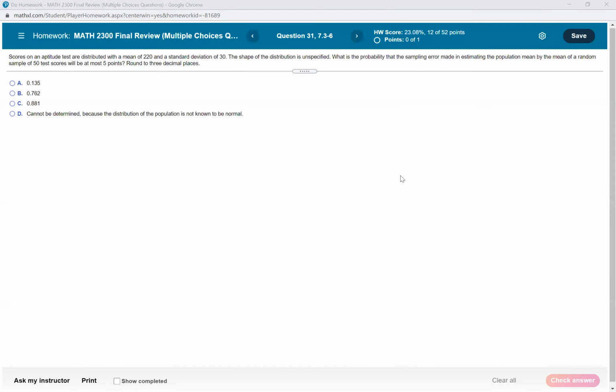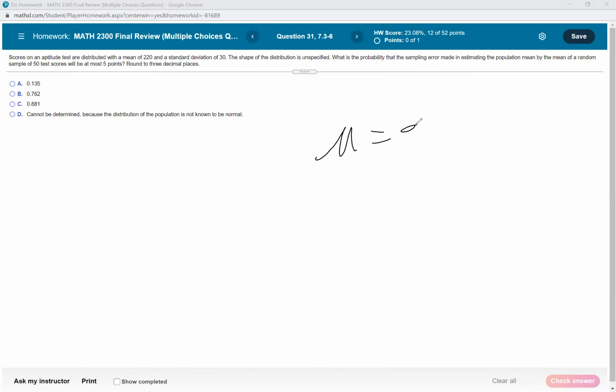Okay, in this question, the scores on an aptitude test are distributed with mean mu of 220 and standard deviation of 30. The shape of the distribution is unspecified, so we do not know whether it is normal or any other distribution. What is the probability of the sampling error made in this estimate? The random sample size is 50.